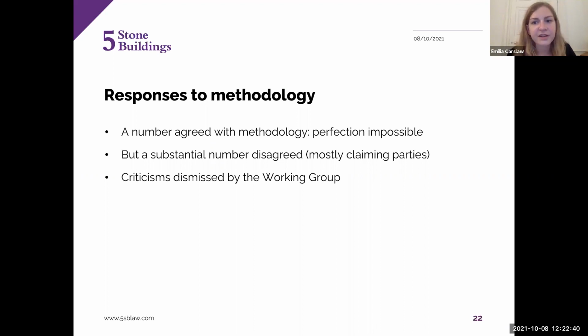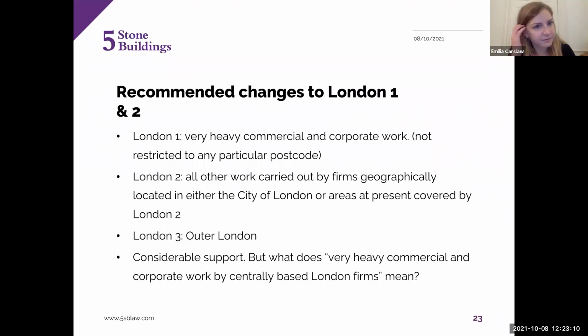They said the data on assessment doesn't take into account further reduction that may have been made by the proportionality test. They said costs were already too high, but that wasn't up to the working group. And a number said that claimed rates should be used and not rates awarded because that ignores the commercial realities of running a law firm. But the working group dismissed all of those criticisms, and the final report upheld the methodology proposed in the interim report. Next slide, please.